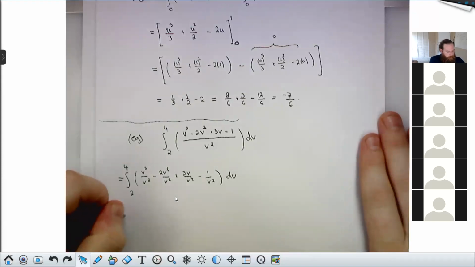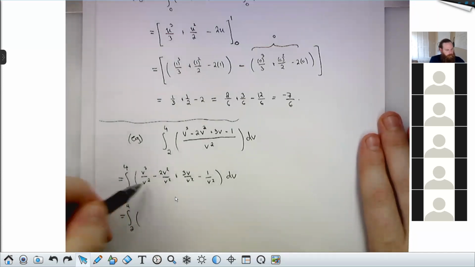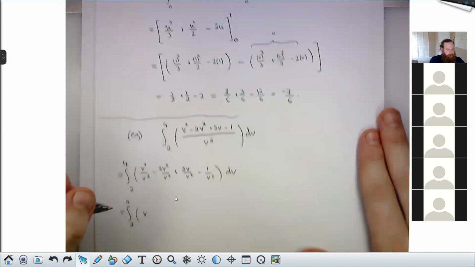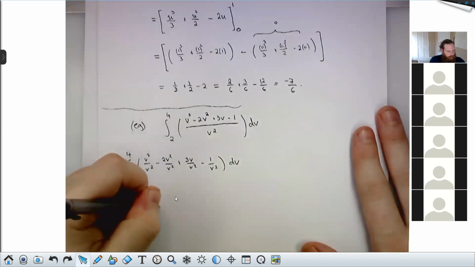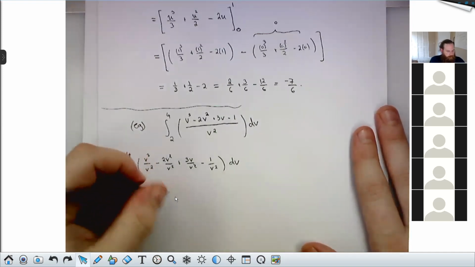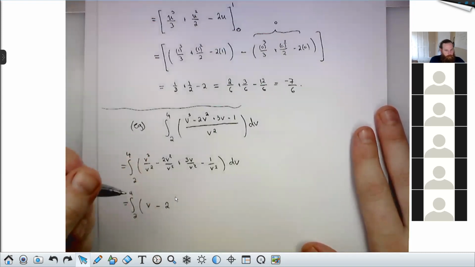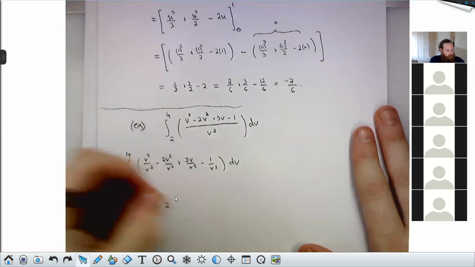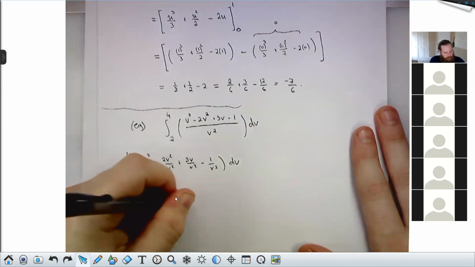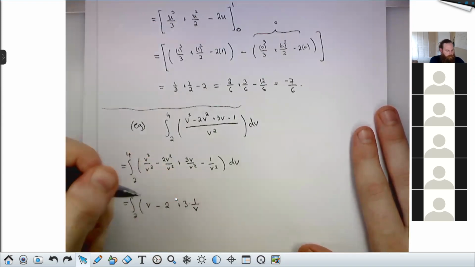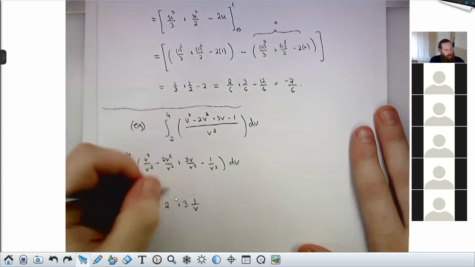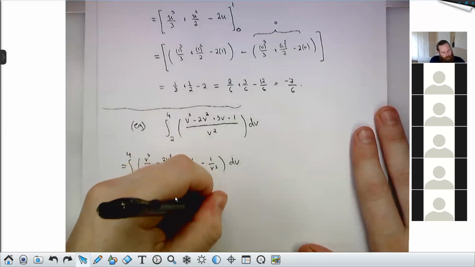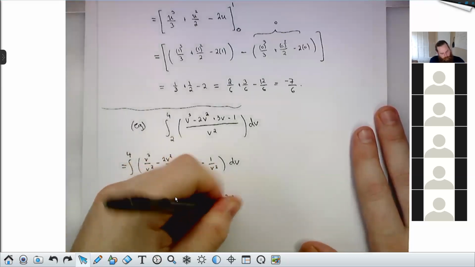V cubed over v squared. So my integral is still here, integral 2 to 4. V cubed over v squared is just v. Minus 2v squared over v squared is just 2. The v squareds cancel perfectly. Plus 3v over v squared is plus 3 times 1 over v. And then minus 1 over v squared, that's v to the negative 2.